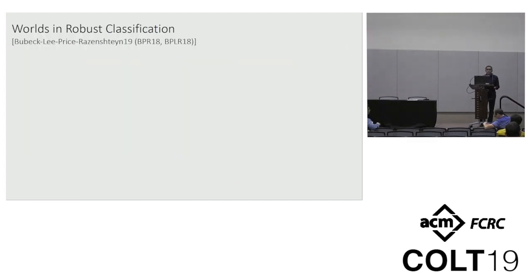This question was first considered by Bubeck, Lee, Price, and Razenshteyn. They postulated a hierarchy of worlds in which a classification task could lie, each one more optimistic than the previous one. The most pessimistic is to say that no robust classifier exists for such a classification task. When I say a classifier is robust, I mean that a small perturbation shouldn't affect the output of the classification. I'll define it formally in a bit. In that case, we are kind of doomed.